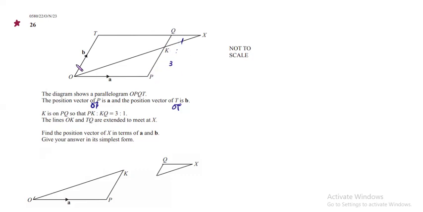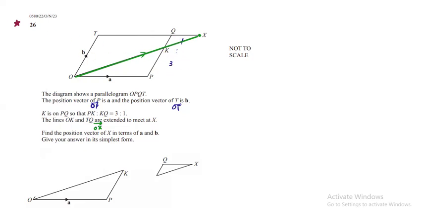And this line PK and this line TQ are extended to meet at X. Now we need to find the position vector of X. So this is where X is. Position vector of X means I need to find what O to X is. That is what the question is asking us to find. Now, for me to do this question, first I am going to find what P to Q is. P to Q is the same as O to T that we have here. So P to Q will be the same B.